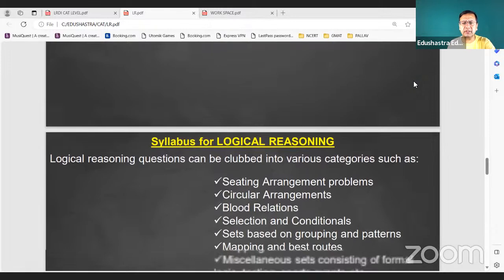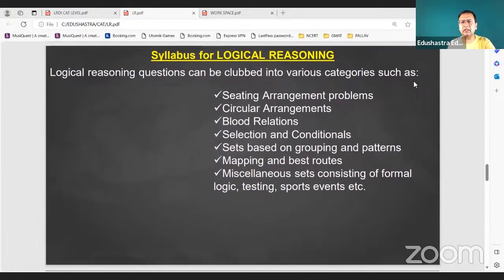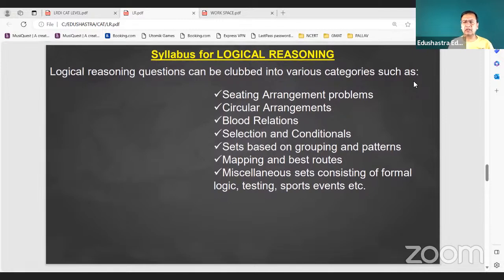So see, first is this syllabus. These are some topics which are typically there in the examination: sitting arrangement, circular, blood relation, selection, conditional, set-based, grouping, mapping, miscellaneous, right? Different examinations are there. Different types are there, right?